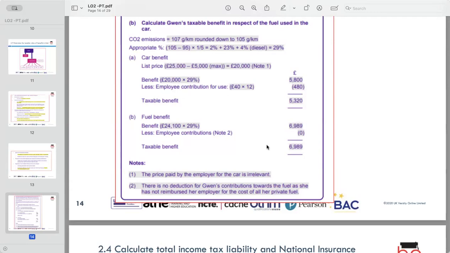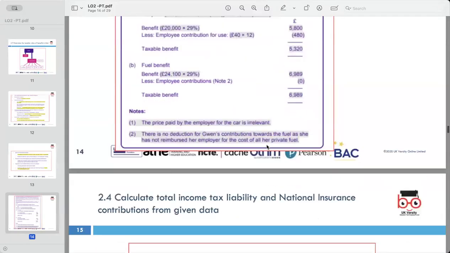Respectively, these amounts represent the value of benefits provided by the employer for personal use, which are subject to taxation. Understanding how these benefits are calculated is essential for individuals like Gavin to accurately report their income and fulfill their tax obligations.